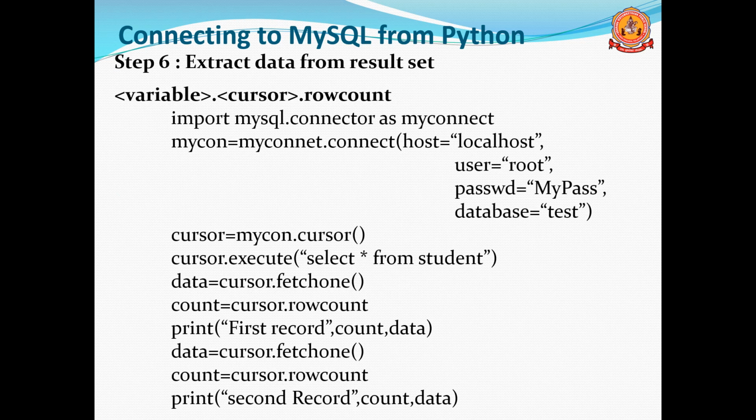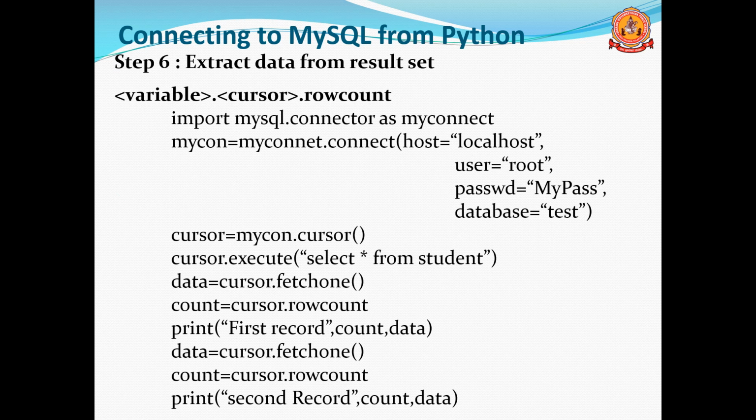Here is the same. I used rowcount along with fetchone. Up to execute it will be the same. Then after that, data is equal to cursor.fetchone. The first record is going to be fetched. Count is equal to cursor.rowcount, so it will count the rows. Here the value will be 1 because it is the first record. So it will print the first record's count as 1. Then the record data will be displayed.